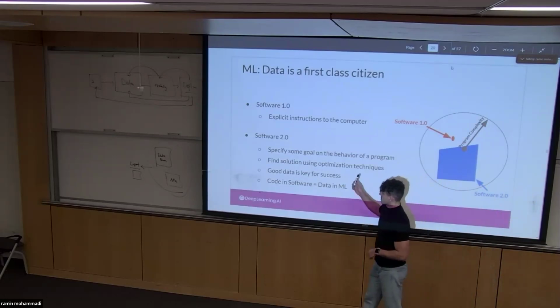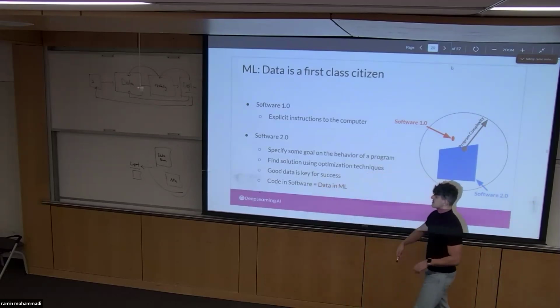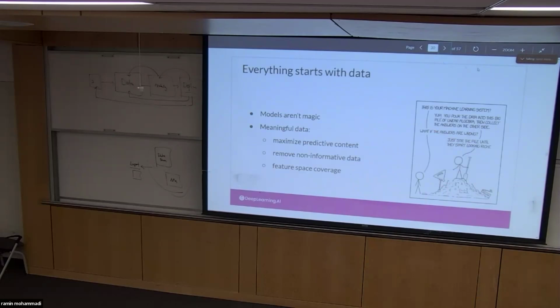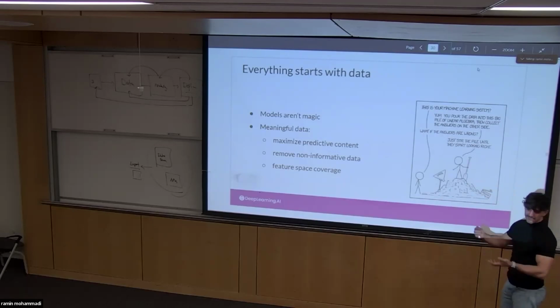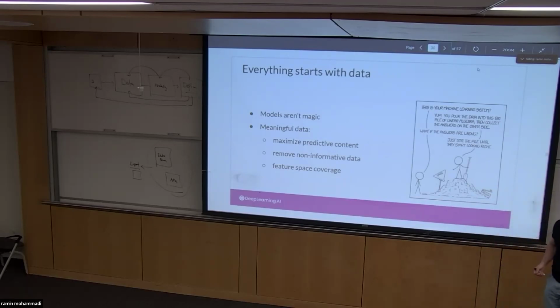But also remember that good data is always the key for success, and code in software equals data in machine learning. It's also really interesting: this is your machine learning system. This person answers, yep, pour the data into this big pile of linear algebra, then collect the answers on the other side. And what if the answers are wrong? Just stir the pile until it starts looking right. That's the whole idea: you have this data, and we change the model, change the parameters, just stir it.